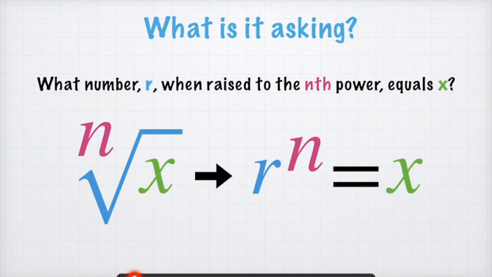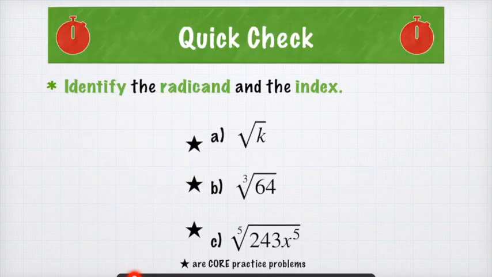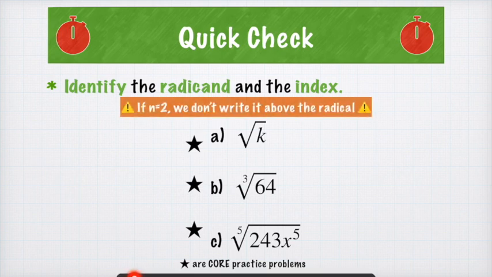So what exactly is this asking? We're asking to find a number r that when raised to the nth power, where n is the same as this index over here, r raised to the n power is going to give us x. r is going to be our answer to this question. So we want to find a number that when we raise it to the nth power, we're going to get this radicand. Let's do a quick check right here. We're going to identify the radicand and the index of all these expressions. Just remember that if n is equal to 2, we don't have to write it above the radical. So go ahead, pause the video, take a crack at it.